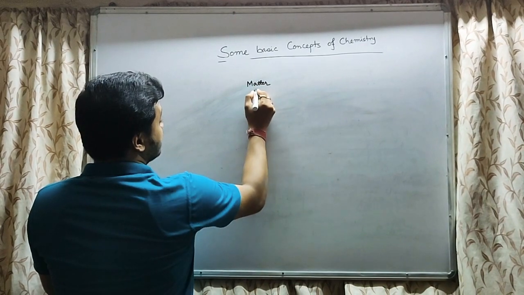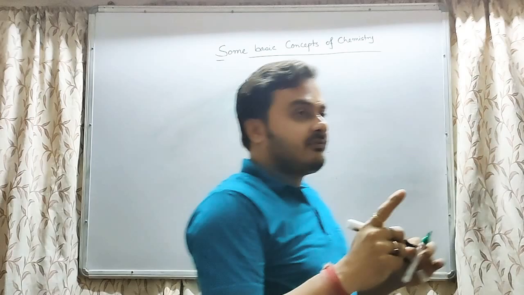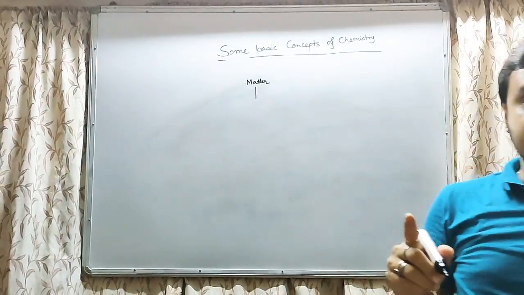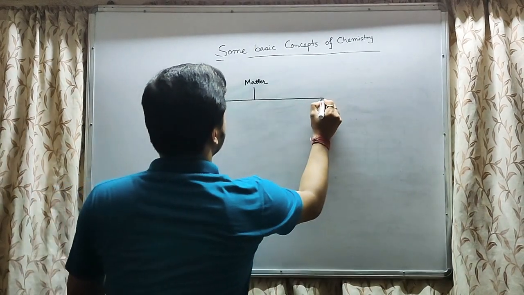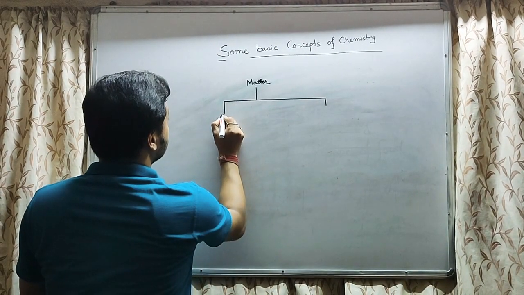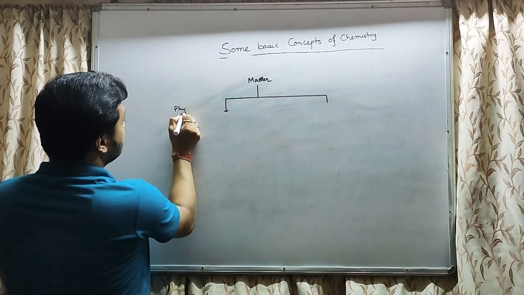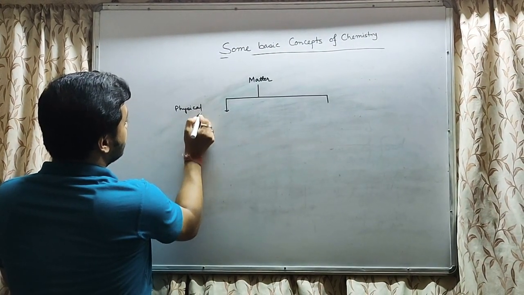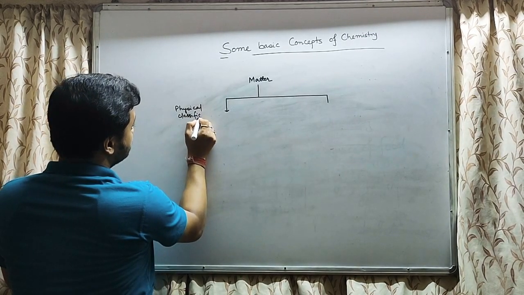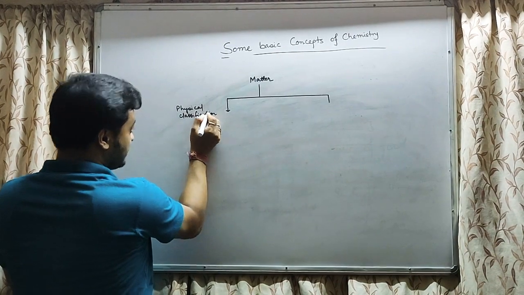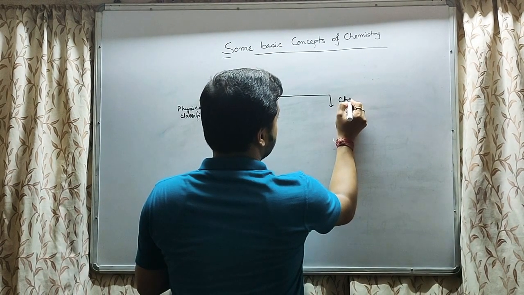Now, matter, we have the classification of matter. One is the physical classification, and another one is the chemical classification. So we shall demarcate this into two halves first. Here we write physical classification. And here we shall write chemical classification.